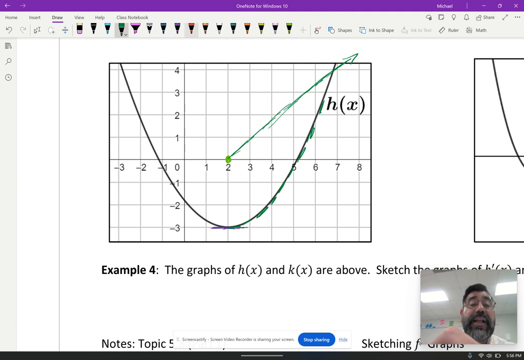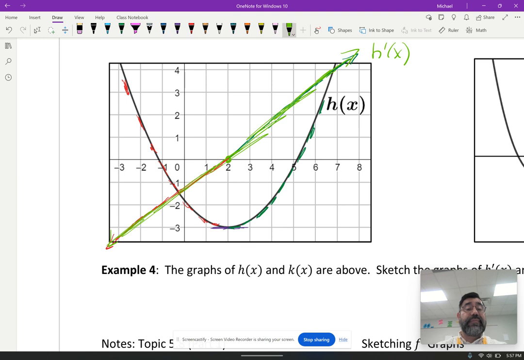And then on the other side, I notice that these slopes were really negative, and then they got less negative, less negative, until they hit 0. So then I would have something that looks like this. My slopes were really negative, then less negative as I get closer to this point, until they go to 0. And then my slopes are positive, positive, positive. So this could be the graph of h prime.